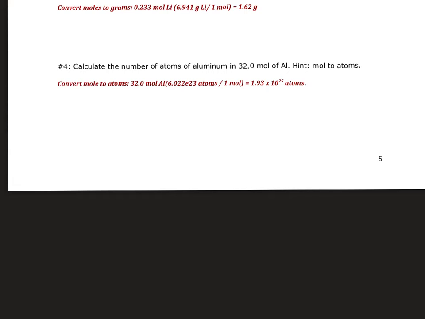This problem is converting from moles to atoms. So it says calculate the number of atoms of aluminum in 32.0 moles of aluminum. So we're doing moles to atoms. So we'll start with moles, 32.0 moles. And when we go from moles to atoms, we really are just multiplying by Avogadro's number. So 32 times 6.022 E23 atoms. And we get 1.93 E25 atoms. We started with 3 sig figs, we end with 3 sig figs.